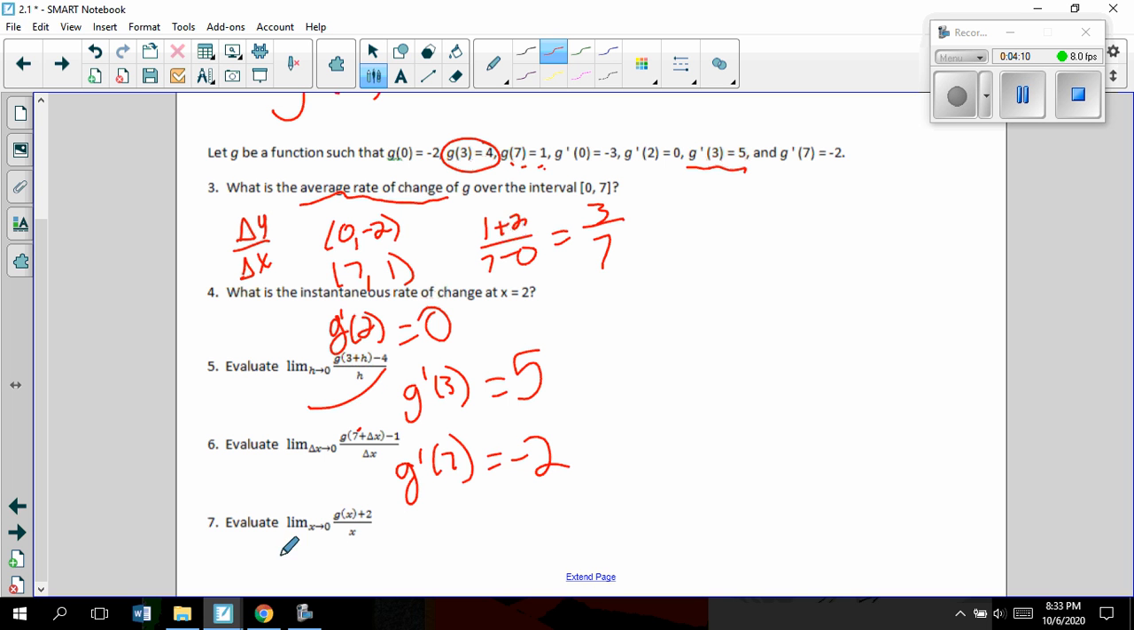Okay. Now 7 tries to trick you, but don't let it, because you're going to 0, it's like you have a -0 there. So this really is like that second format that I talked about. So this is just what is G prime at 0, and G prime of 0 is -3.